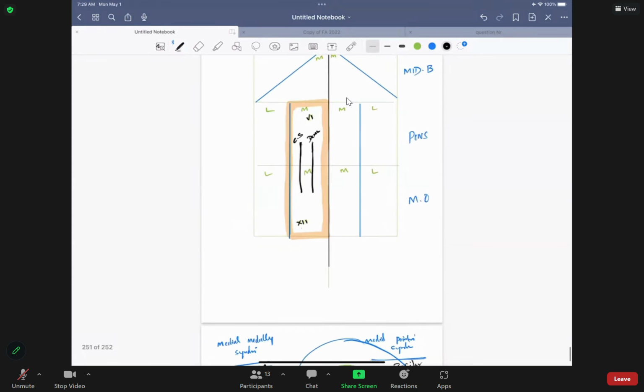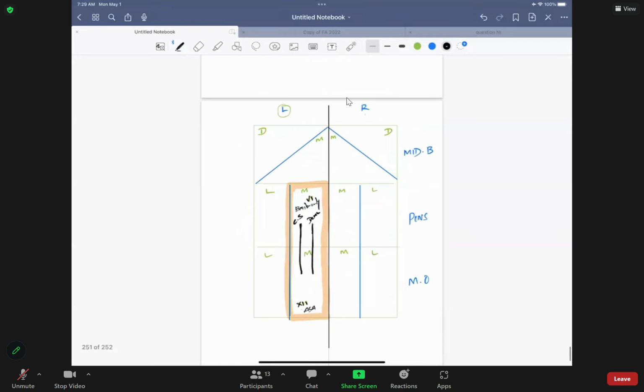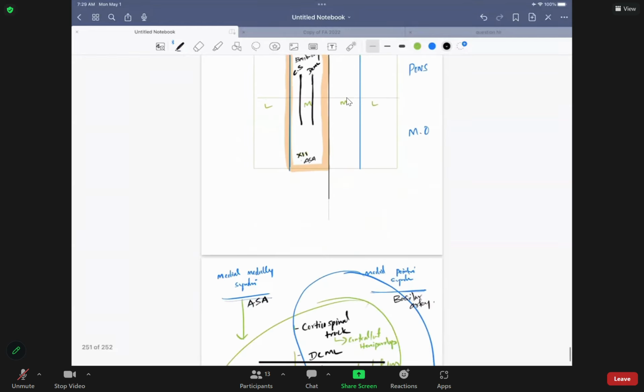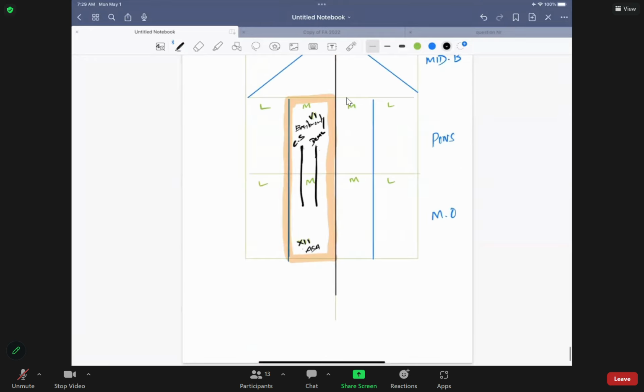I would also put that here, folks. Medial medullary, this one is ASA. Don't think ASA means aspirin. It's anterior spinal artery, okay? Because aspirin is also written as ASA in short form. And this one will be basilar artery. See, at the end of the day, folks, you should only have this diagram. And when you look at the diagram, you should be able to recall all the 6 diseases in like 5 minutes, okay? So you make the diagram as big as possible.